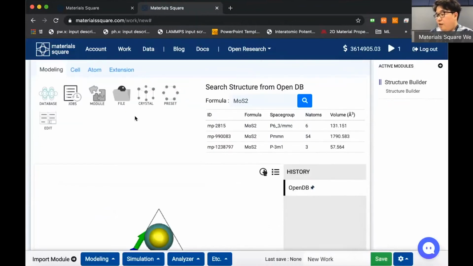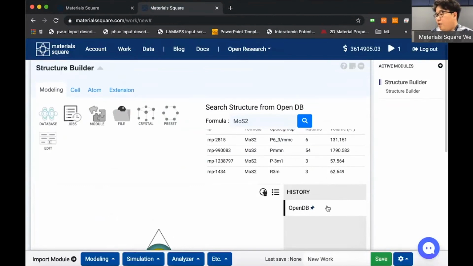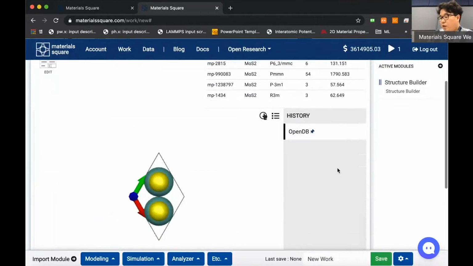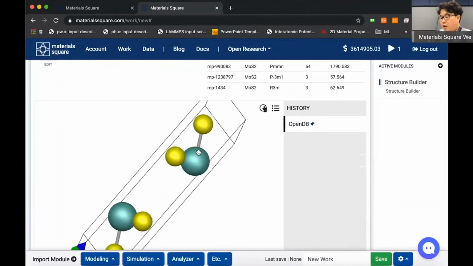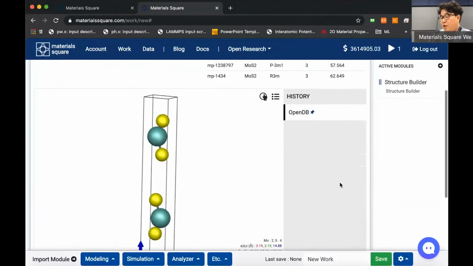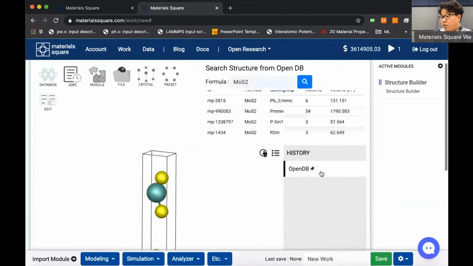Otherwise, you can manually edit some crystal, but please refer to the modeling simulation on the Material Scale YouTube. And you see this crystal. MoS2 is a very famous transition metal dichalcogenide, and it has very nice features, electronic and thermal. It is a very famous structure.